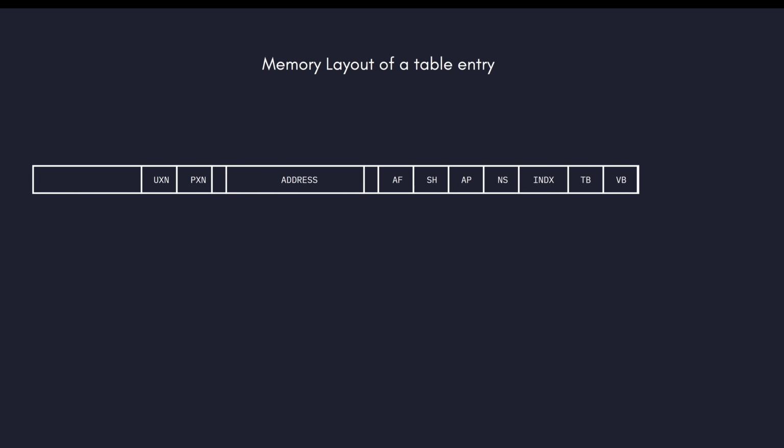Okay, let's actually look at the entries. Each entry into this table is 64 bits and it's laid out like so. The empty parts are reserved and we don't really care about them, but let's go through each of these properties and see what they mean.